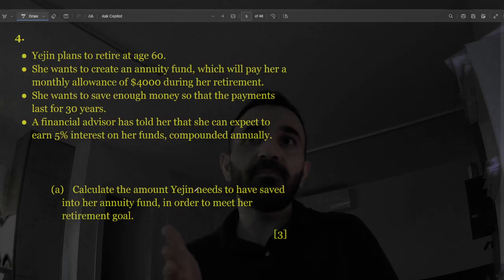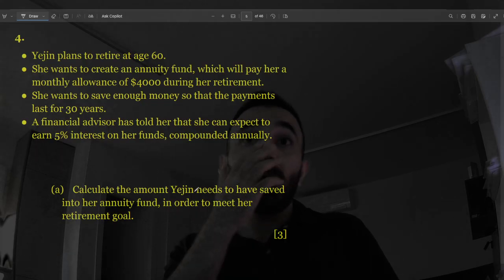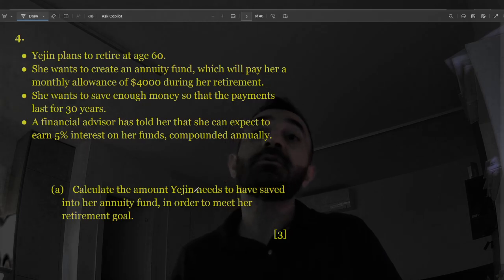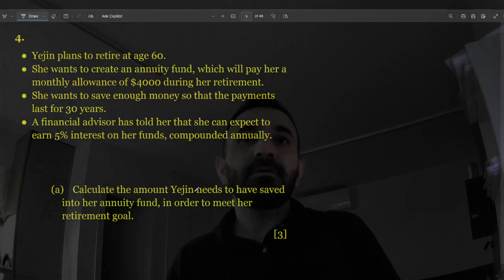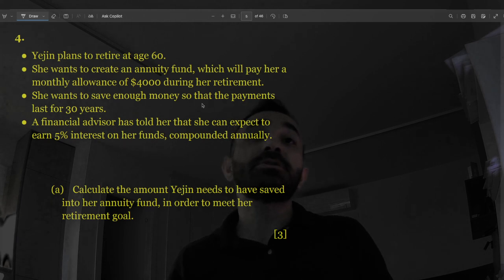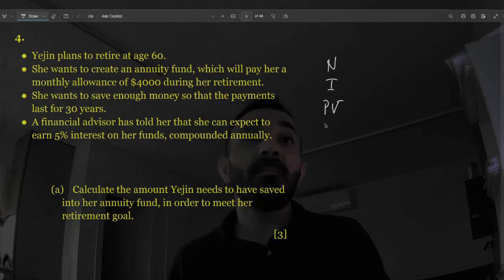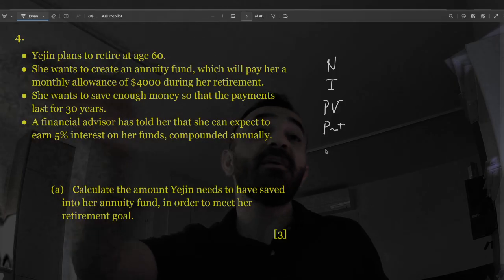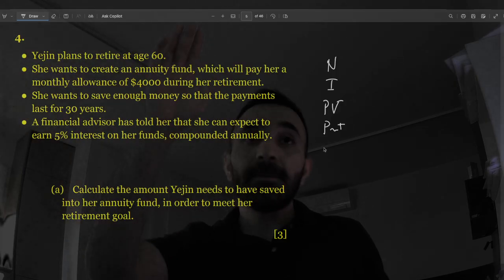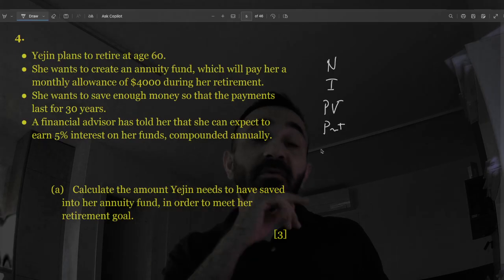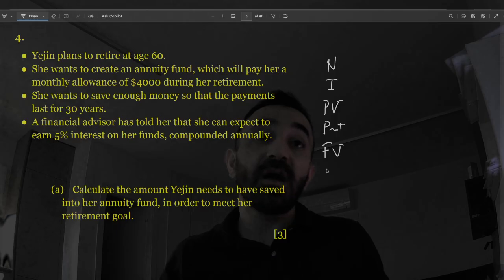Every month, okay? A financial advisor has told her that she can expect to earn 5% interest on her funds compounded annually. Calculate the amount Yejin needs to have saved into her annuity fund in order to meet her retirement goal. I'm going to make my table one more time. You cannot use the formula of future value equals PV times (1 plus R divided by K times 100) to the power of NK, because you have a regular payment.